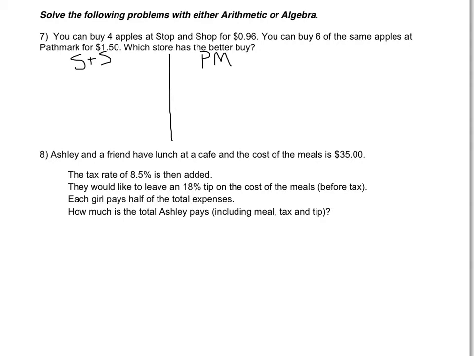Okay, so Stop and Shop first. We have our total is 96 cents, and we're going to divide that by how many apples? Well, you can buy 4. Actually, let's move that down so we have enough space. So we're going to do 96 divided by 4. 4 goes into 9 twice. 8, 1, 6. 4 goes into 6 4 times. We have 2 decimal places. Therefore, 1 apple is 24 cents.